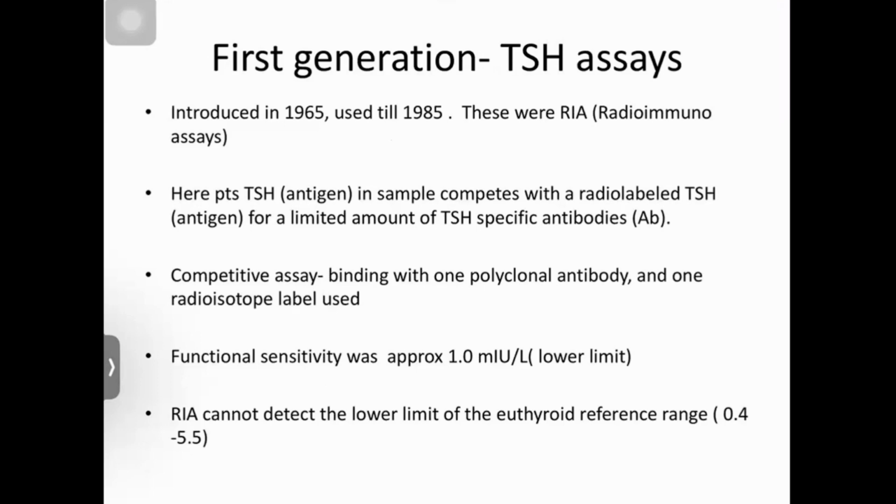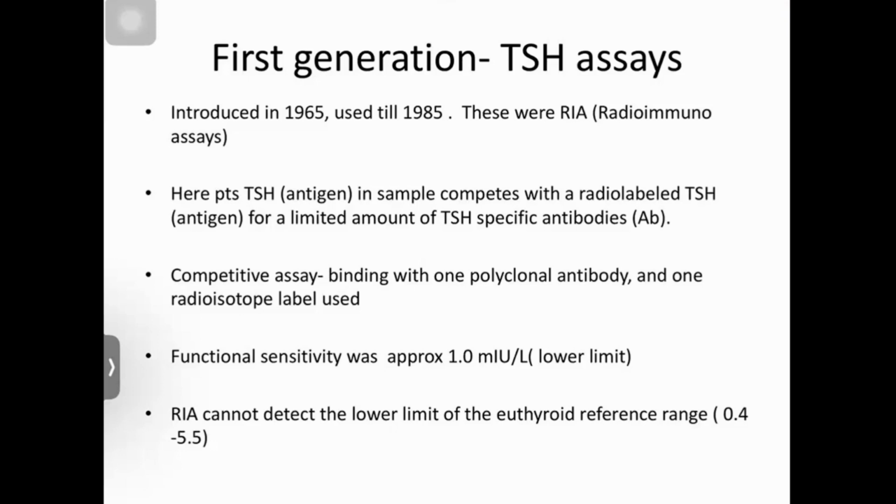Okay, so what happens is that we have an antigen, that is the patient's TSH in the blood sample. We now mix it with the radiolabeled TSH antigen. That is, we have a prepared antigen which is also TSH, labeled with a radioisotope, and we mix both with a limited amount of a TSH-specific antibody. So we have two antigens and one antibody. These two antigens are going to compete for that one polyclonal antibody, and the radioisotope label attached to the TSH antigen is the one that's going to give you the measurement.